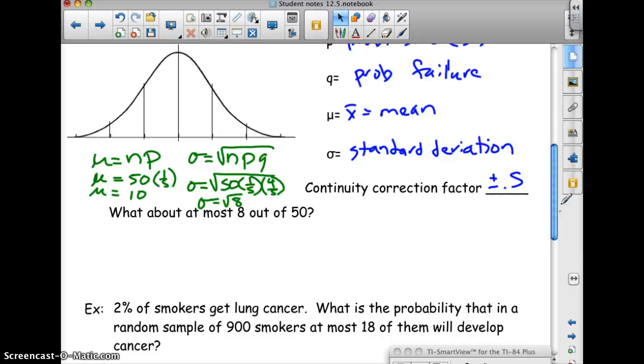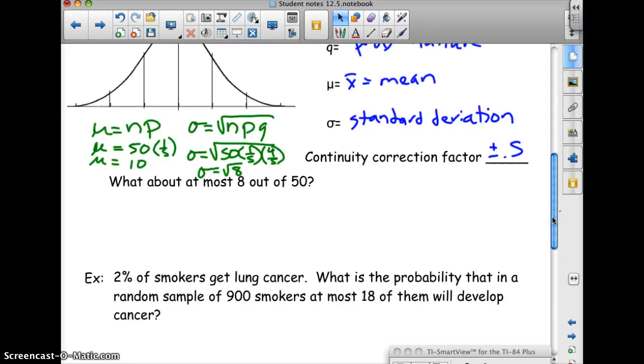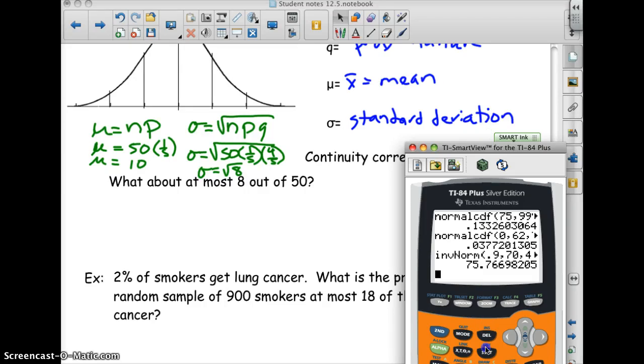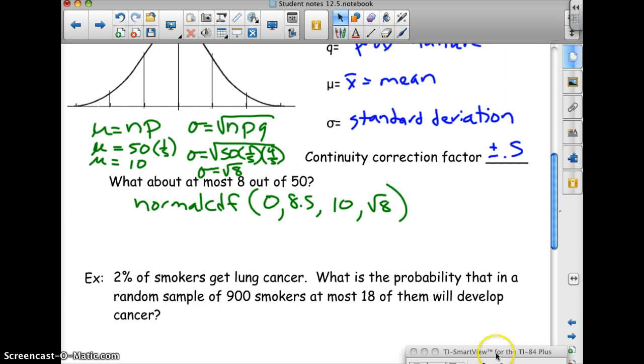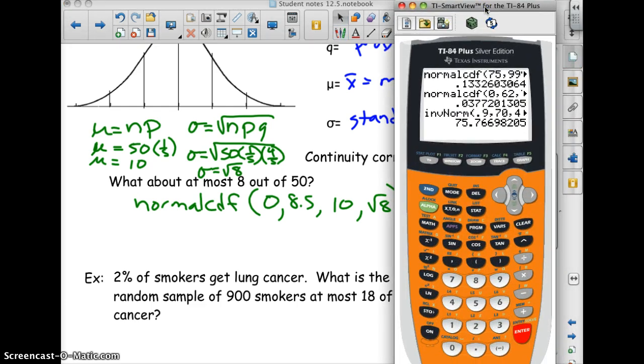So what about at most 8 out of 50? At most 8 out of 50 is like 8 or fewer. So I'm going to want to use my calculator, and I'm going to want normal CDF, from 0 people up through, if I want at most 8, I've got to have that 8.5. Then a comma, the mean, and then the standard deviation, square root of 8. You can put that in as a decimal if you want, or leave it as a radical.